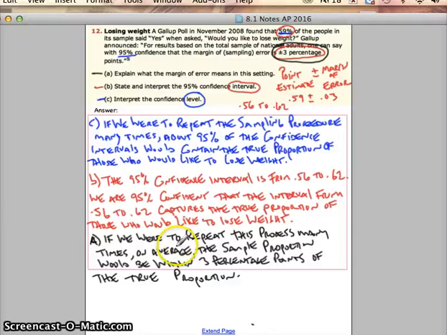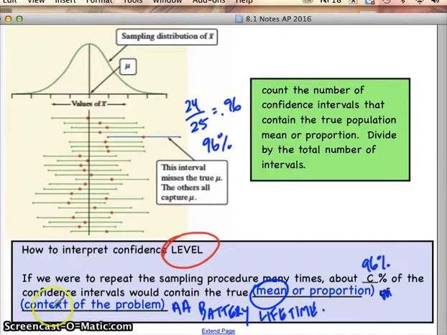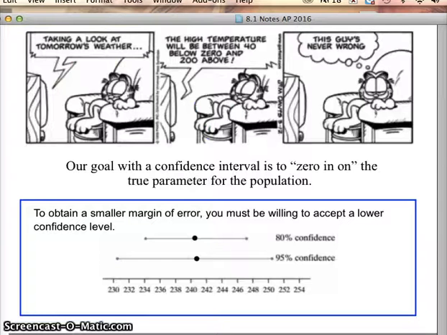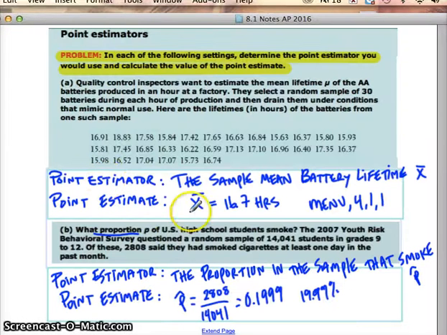Okay, so you have homework number 1. Again, there are going to be some problems like this, interpreting the interval, interpreting the level. You're going to have to count up how many actually hit this line out of the total, and that'll give you your confidence level. You're going to have some problems where you have to tell what the point estimator is and then actually find the point estimate, the sample mean, or the sample proportion. I think you should be able to get through that homework just fine.